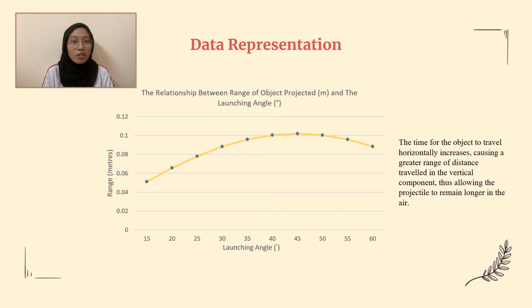So, what we can conclude here is that the angle of 45 degrees is the optimal angle to reach the maximum range of the projectile motion.